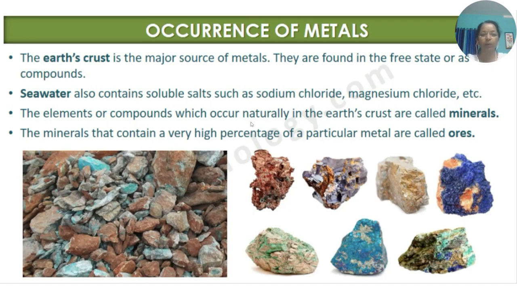Elements or compounds which occur naturally in the earth's crust are called minerals. So what are minerals? They are actually metallic compounds. Then what are ores? The mineral from which we are extracting the metal. That means the mineral will be in a very high percentage in the ore. The mineral from which we are extracting the metal is called the ore of that metal.